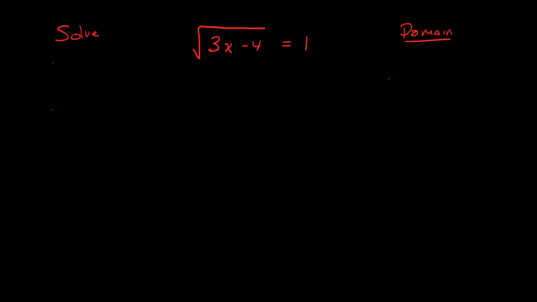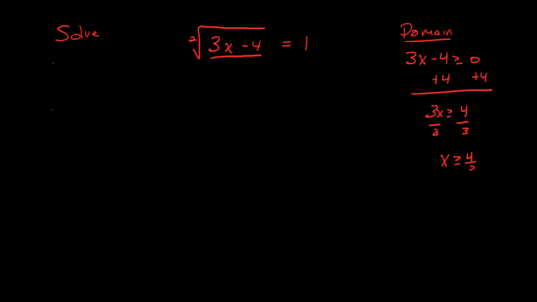Whenever we have radicals, for example, a radical that has an even index, like 2 is an even index, 4 is an even index, 6 is an even index, we have a domain issue because we know the radicand must always be greater than or equal to 0. So we could add 4 on this side, and we get 3x must be greater than or equal to positive 4, and divide both sides by 3, and we get x must be greater than or equal to 4/3. So this is going to be the domain of this problem.